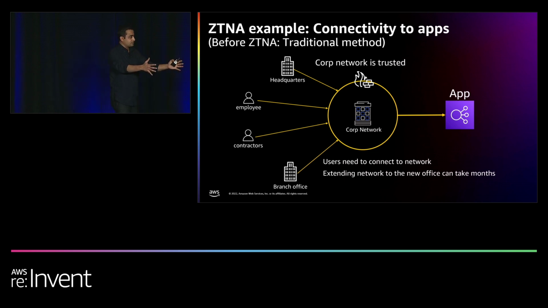Let's say you're coming up with a branch office in a new location. So first you connect the branch office to your corporate network, which might take a few weeks, a few months based on where you are trying to open the branch office. And then all the users in that branch office can access your application.